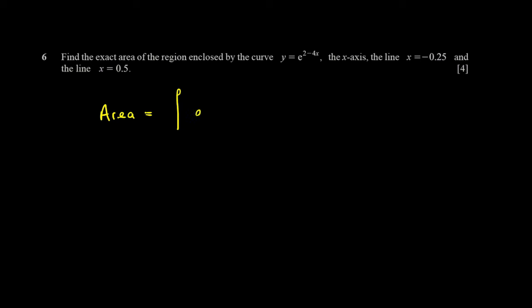So we're going to integrate e to the (2 minus 4x) dx between negative a quarter and positive a half. If we were to integrate this function, the exponential basically remains the same, but then we take the coefficient of the x, which in this case is negative 4, and we divide through by negative 4. So we're going to get that thing there. And then we need to remember to integrate between our bounds of a half and negative a quarter.